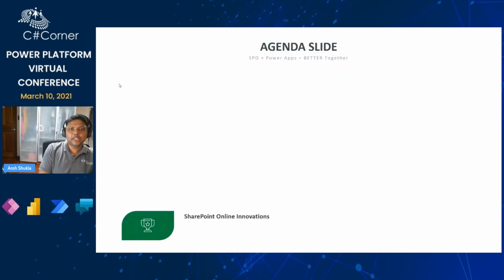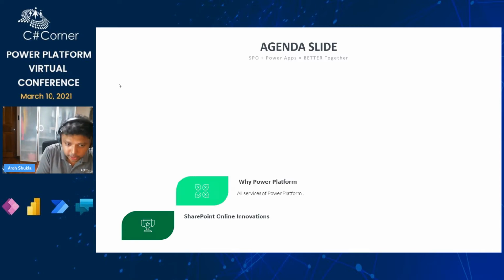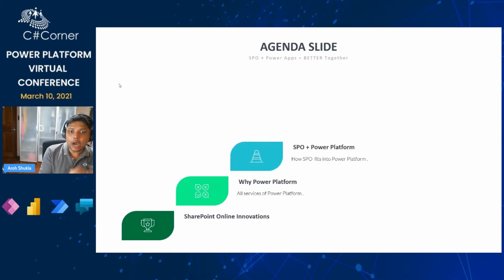Okay. So the agenda is quite simple. We see what innovation Microsoft has done so far in terms of SharePoint. Then we see why the Power Platform is taking a lead in terms of low code, no code solutions. Then we see how SharePoint Online can work together with Power Platform. So we can have Power Platform with Power Automate, Power Apps, and for that matter, even Power Virtual Agents with SharePoint Online. So it's an ecosystem.